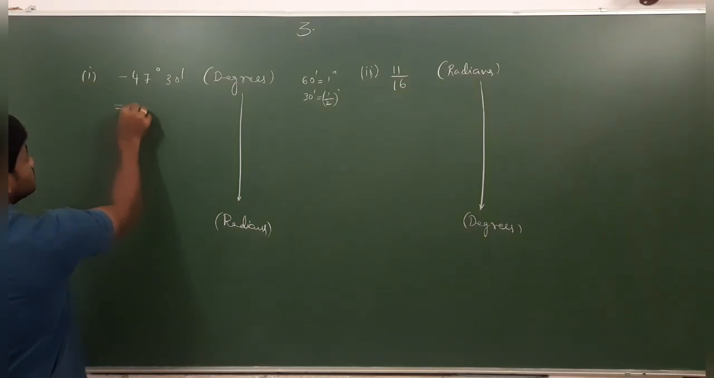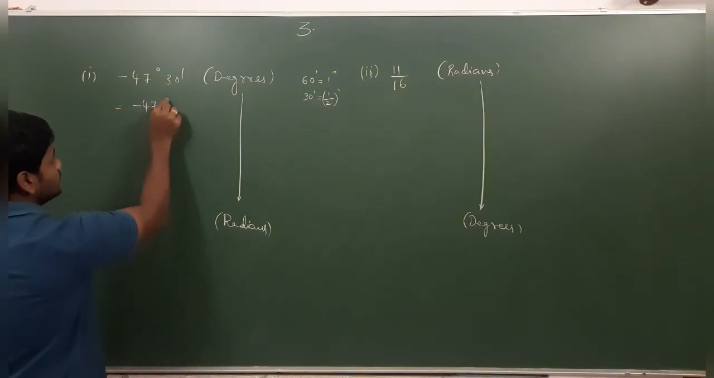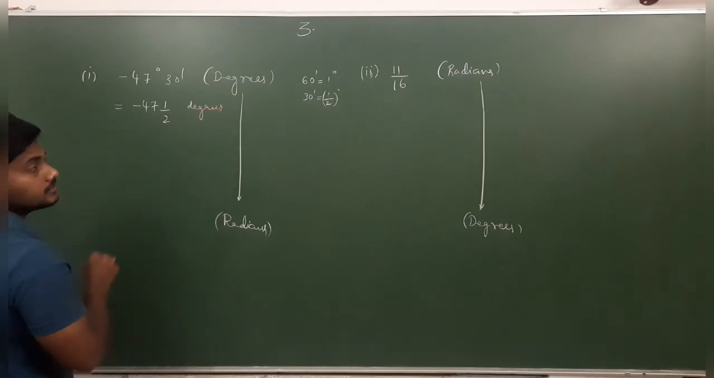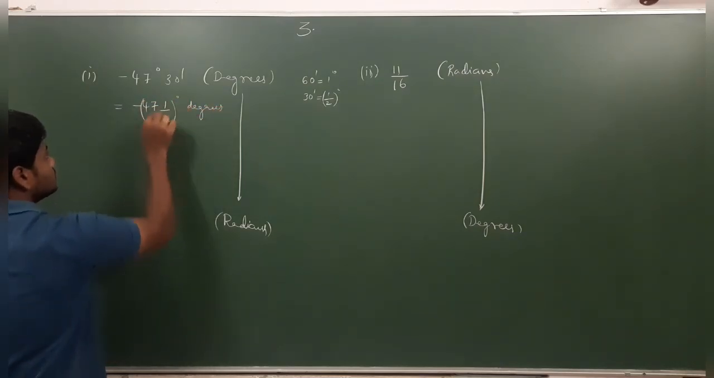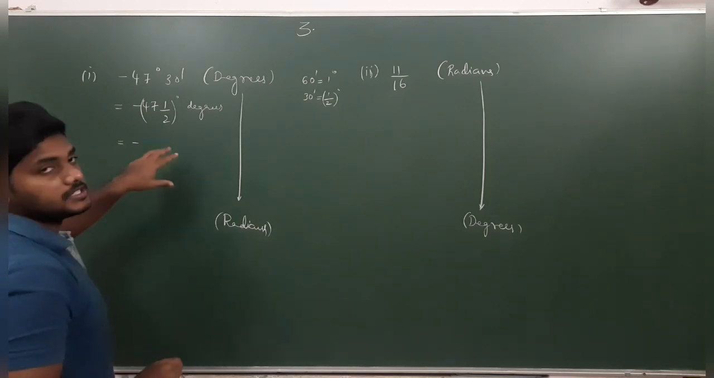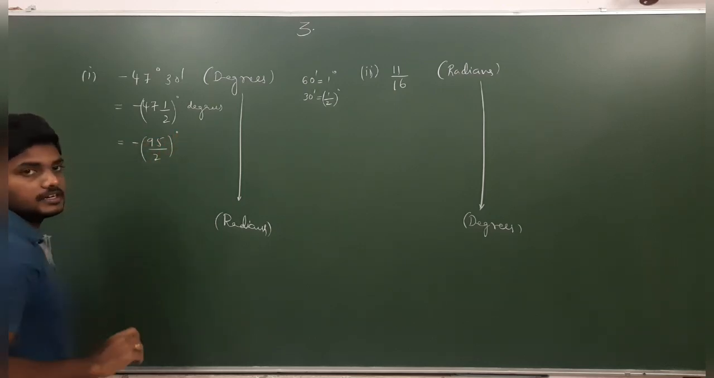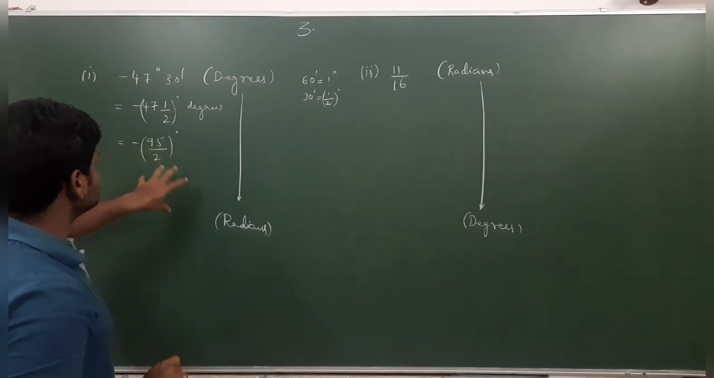So this one we can write as minus 47 and 1 by 2 degrees. As this is a mixed fraction, we can write 47 times 2 is 94, plus 1, it is minus 95 by 2. This is degrees, right? So this is in terms of proper degrees.